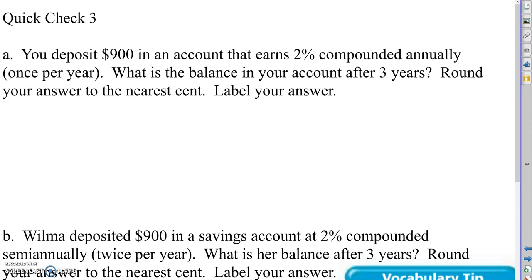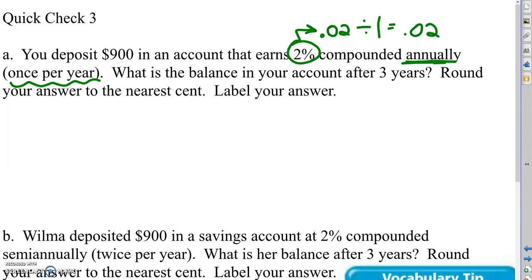So you've got $900 in an account and it's going to earn 2%. First thing I like to do is circle my percent, change it into my decimal, 0.02. And then we wrote that little note to ourselves. We have to take our interest rate and divide it by the number of payments each year. Well, they give me a clue here. Annually means once a year. So I'm just going to divide that by 1. Well, that's easy, 0.02.